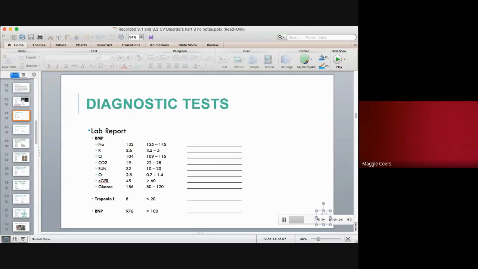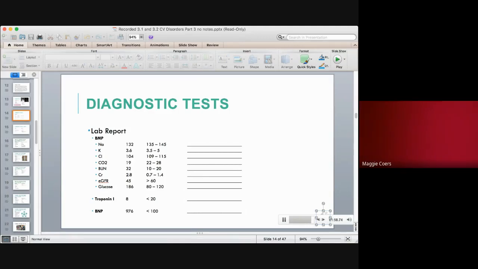BUN and creatinine are high, so the kidneys are not filtering as much, which is confirmed by the glomerular filtration rate also here on the slide. The heart isn't keeping the pressure up to the kidneys, so we're going into a little bit of renal failure related to heart failure. Glucose is consistent with diabetes. There's no cell death, so she has not had an MI because her troponin level is within normal limits.